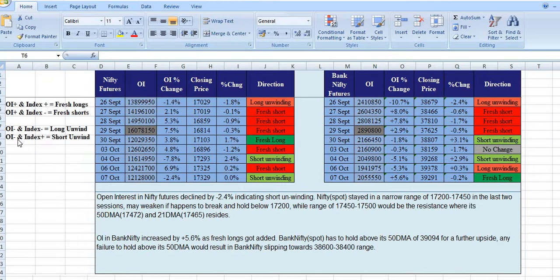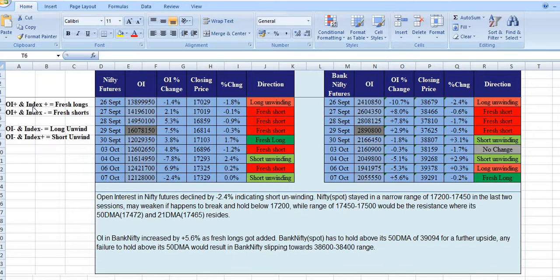Then OI minus and index plus means short unwinding. You can see the 4th October data: open interest was down by 7.8 percent while index was up by 2.4 percent. So this is covering of short positions, that is short unwinding. These are the four common scenarios. It's easy, anyone can judge: open interest plus and index plus, fresh longs.